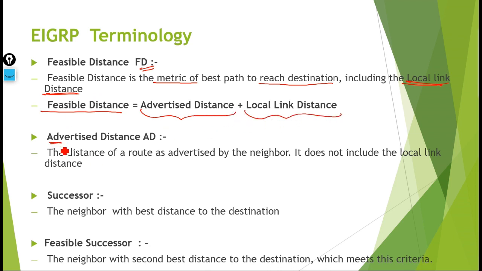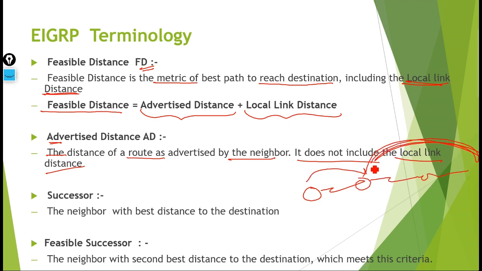What is advertised distance? Read this. The distance of the routes as advertised by the neighbor. It does not include the local link distance. It's all about router to another router. This is your LLD, and after that, till the destination will be considered as AD, advertised distance.